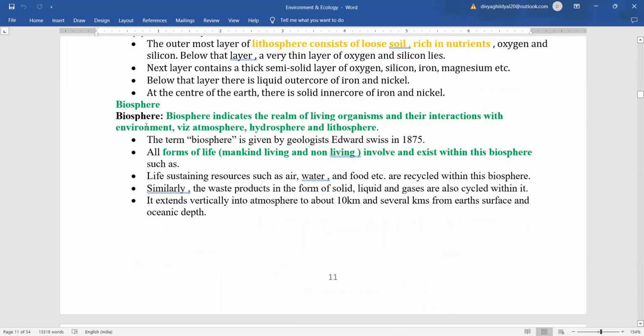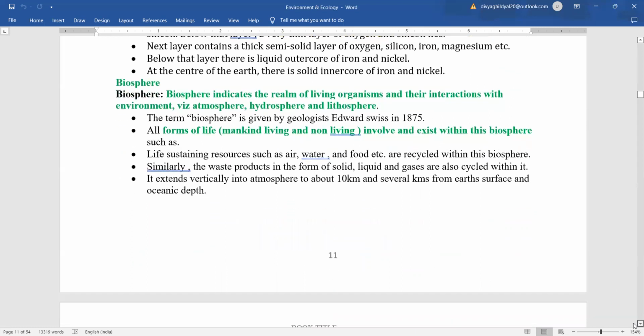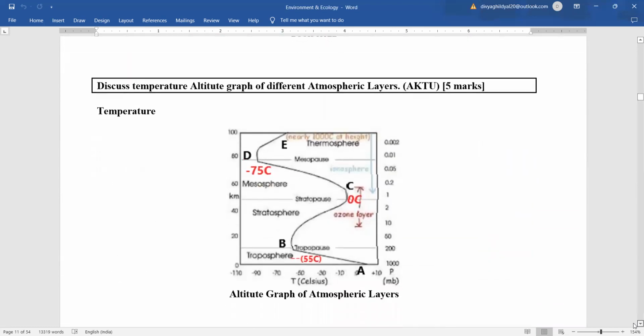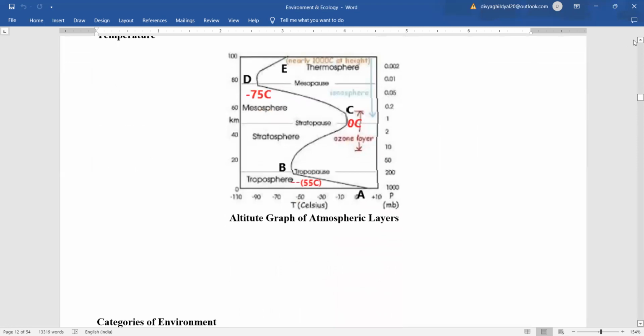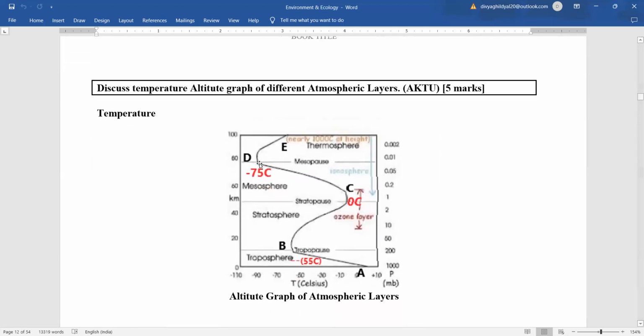Biosphere consists of all living organisms and their interaction with the environment. So it basically consists of all forms of life on earth, mankind, living and non-living. Life sustainability is studied under biosphere, that is biology. This question has been asked in your exam: mark the temperature ranges for ionosphere, stratosphere, and mesosphere. Thank you.